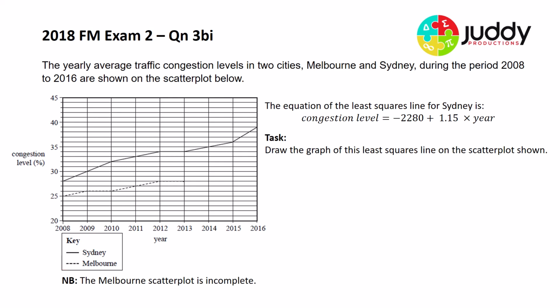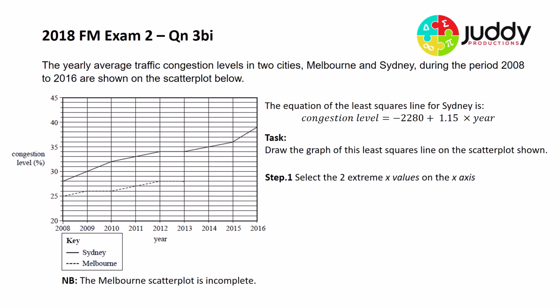The equation of the least squares line for Sydney is congestion level equals negative 2280 plus 1.15 multiplied by the year. And the task is to draw the graph of this least squares line on the scatter plot below. So Sydney data is a solid black line, so it's this particular line here that we're interested in. So let's repeat these steps again.